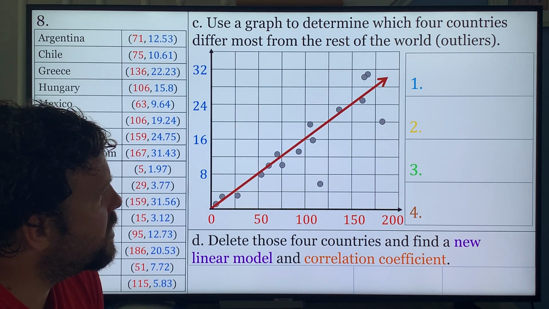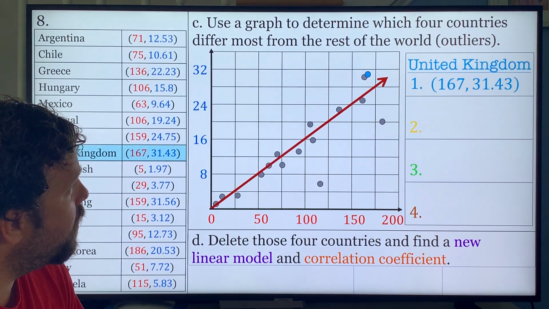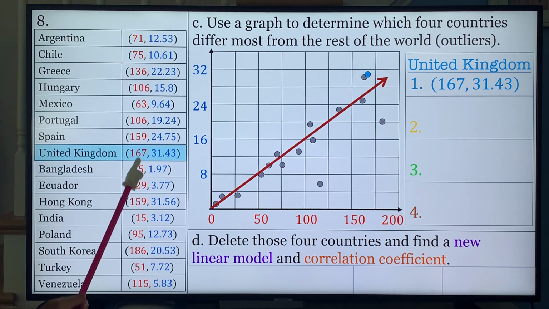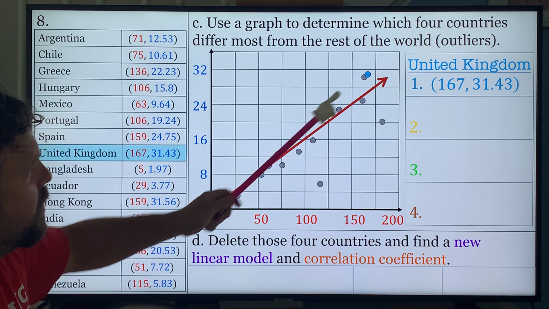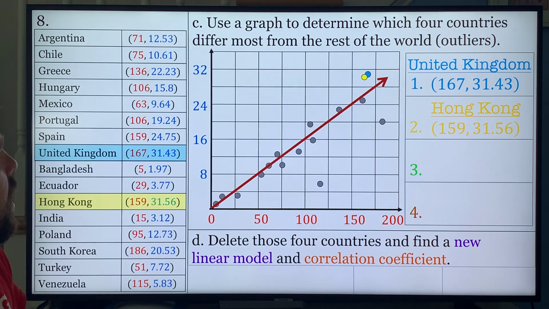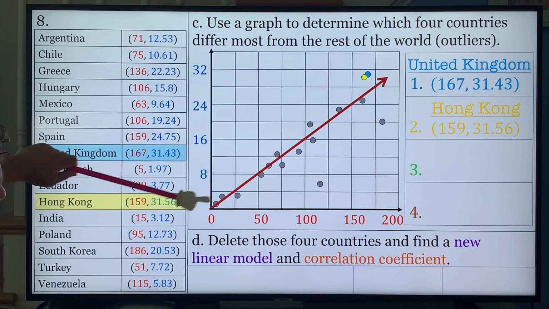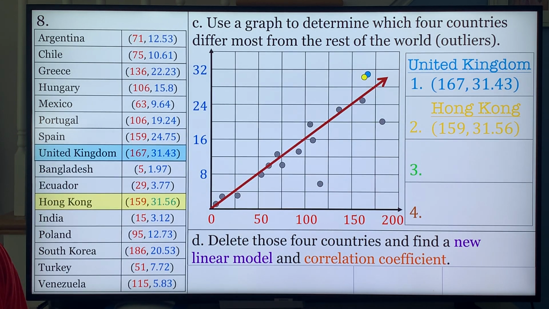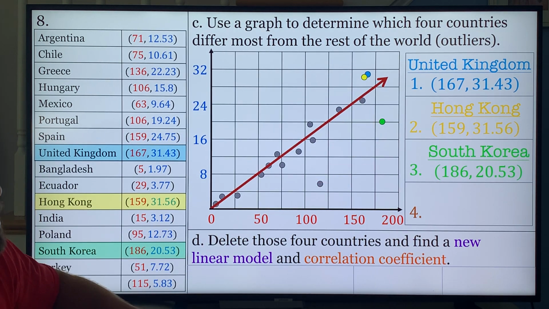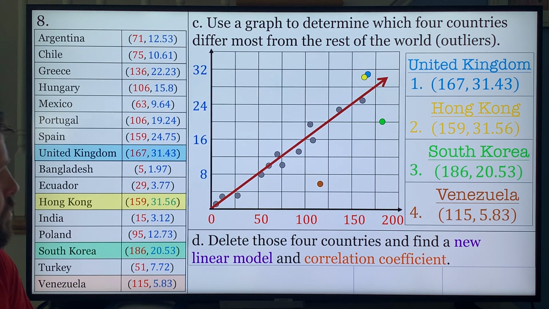So look at those. I want you to circle the 4 points that are not good. Did you do it? The first one you should have done was United Kingdom, right there. That one's a little too high. The one next to it, what's that? That's Hong Kong. Doesn't make much sense. This has actually more per capita income than it has energy used. It's just because they're richer nations. Number 3, oh, that looks pretty bad. That's South Korea. They use a lot more energy than stuff they produce. And this one's really bad. Venezuela.